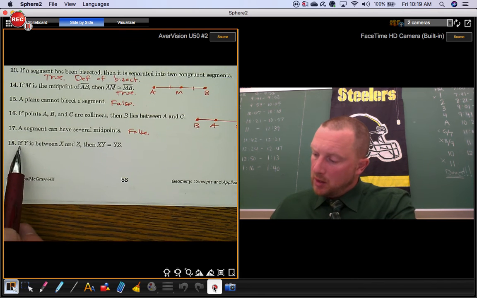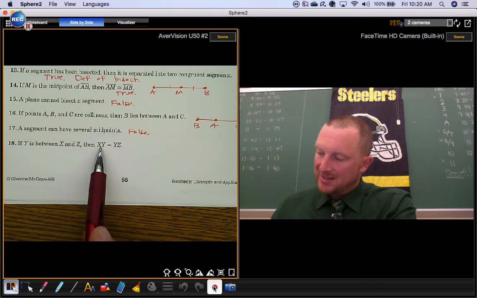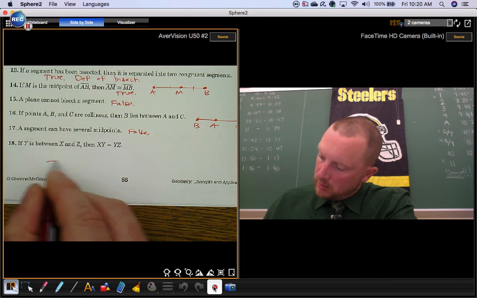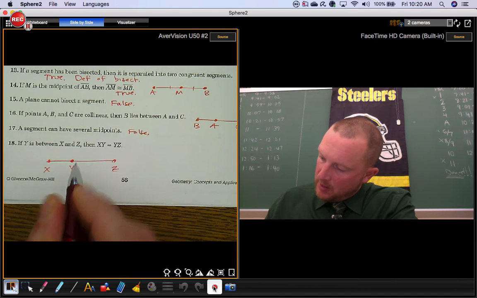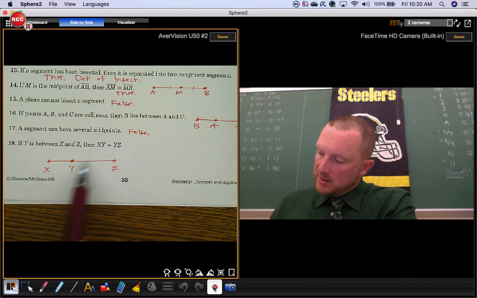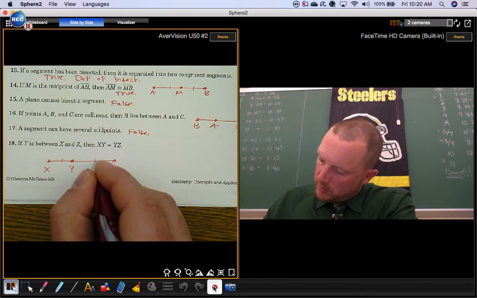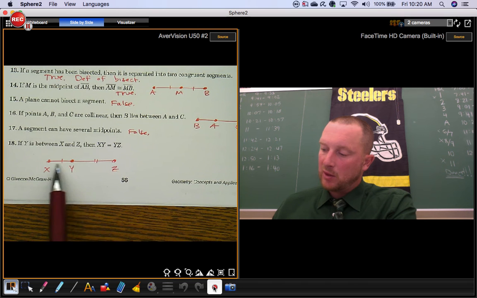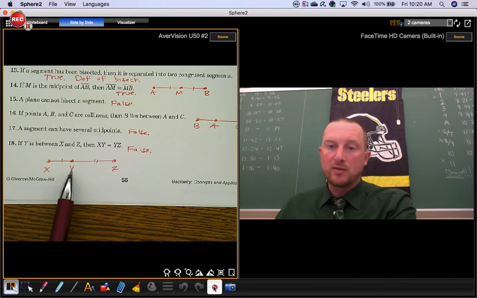Last one, number 18. If point Y is between point X and point Z, then the distance from X to Y equals the distance from Y to Z. So we need to make sure that point Y is between point X and point Z. Does that mean that this distance and this distance are equal? This distance is definitely longer than this distance. They could be equal, but I think if you're just randomly putting a point somewhere, they're not going to be the same most of the time.